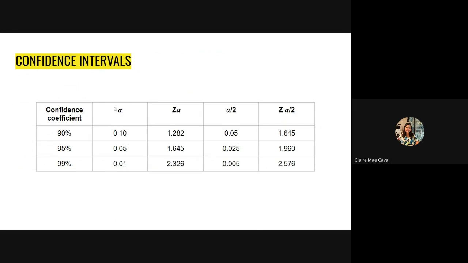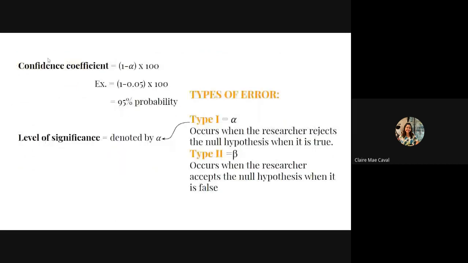How do you get the level of significance? Let's proceed. So confidence coefficient, it's 1 minus the level of significance times 100. So for example, 0.05 or 5% yung level of significance, 1 minus 0.05 times 100 is equal to 95%. So 95% yung probability of accepting your null hypothesis. Ito yung meaning ni confidence coefficient. Okay? So ito yung 95% probability of the accepted region.